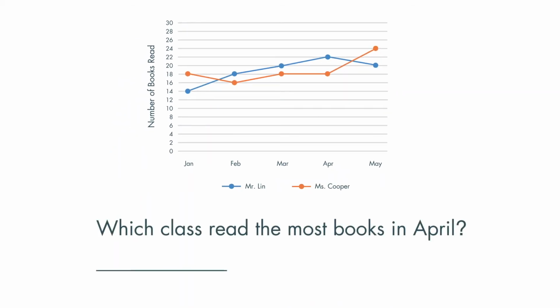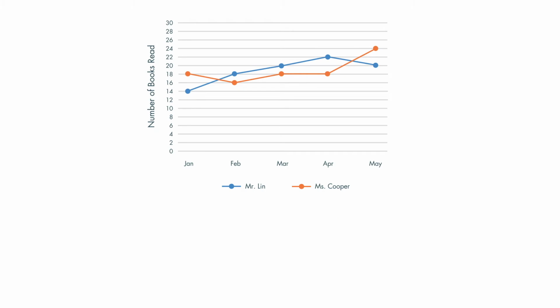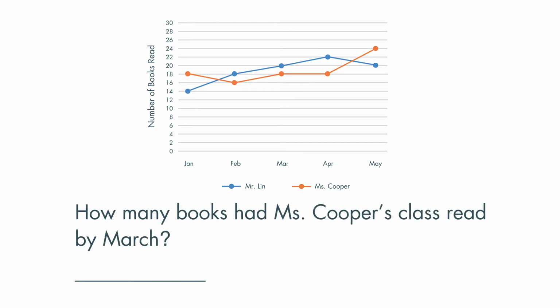Which class read the most books in April? In April, Mr. Lin's class read 22 books. Ms. Cooper's class read 18 books. How many books had Ms. Cooper's class read by March? They read 18 in January, 16 in February, and 18 in March. That is a total of 52 books.